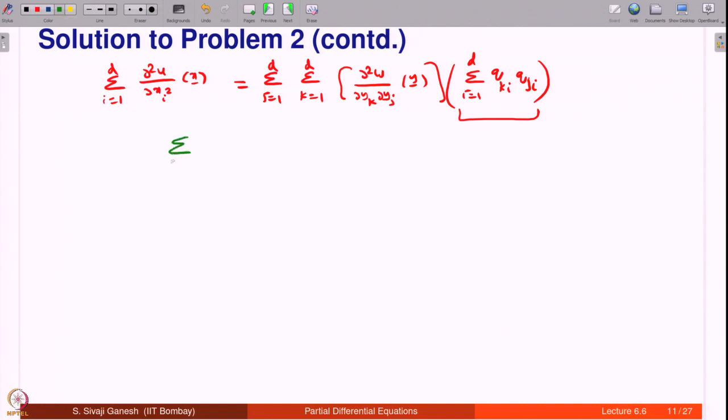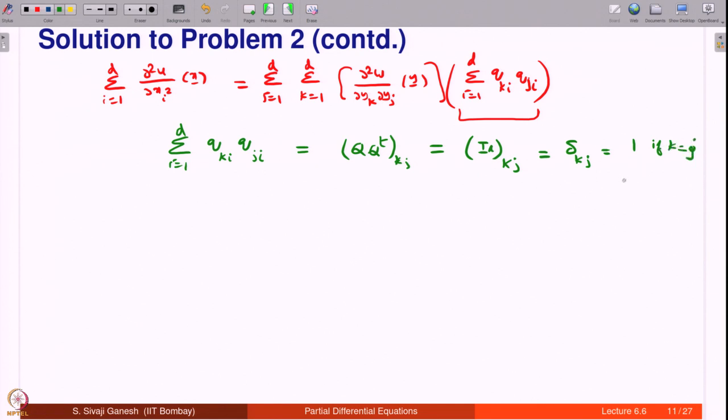So, this quantity, summation i equal to 1 to d of Qki Qji, is nothing but the kjth entry in the matrix Q Q transpose. That means the element on the kth row and jth column, but that is the identity matrix, and the kjth entry is, in the notation that we normally use, delta kj. It stands for 1 if k equal to j, 0 if k is not equal to j.